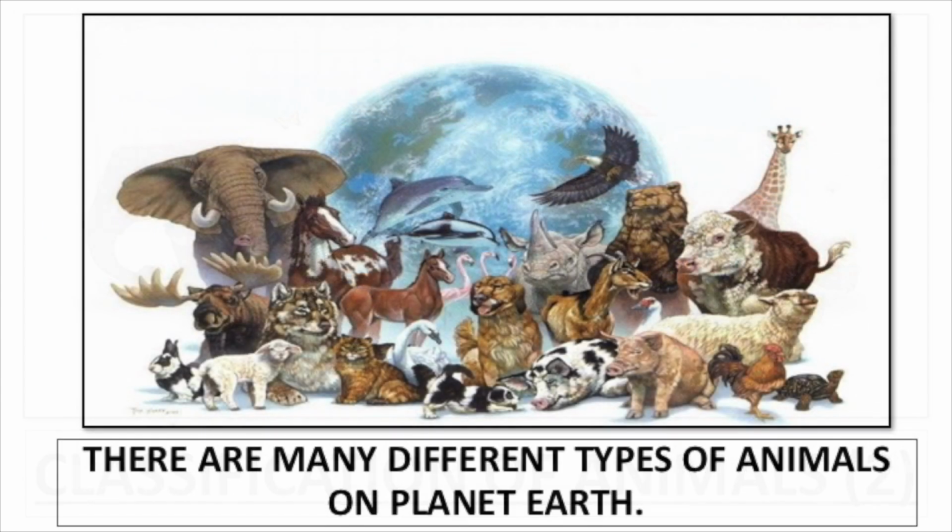Okay. There are many different types of animals on planet Earth. And here in this picture, you can see some of them. There are different animals like elephant, horse, dolphin, birds. Yes. So the 3 types of animals we've learned about already: mammals, fish, and also we're going to look at birds.